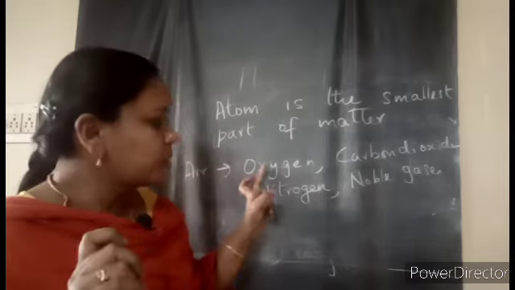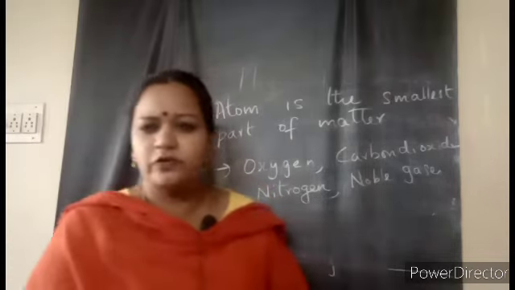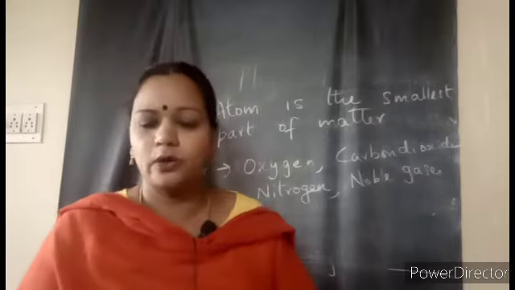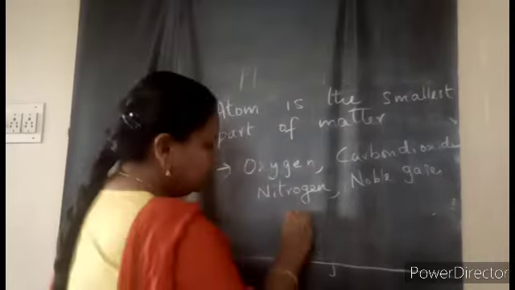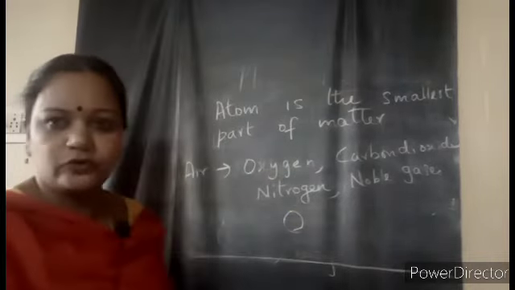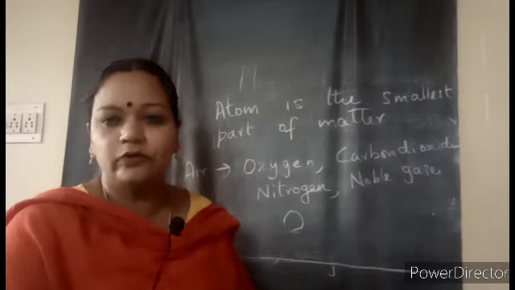Now, how are oxygen and carbon dioxide different, children? Have you ever thought what this oxygen is and what this carbon dioxide is? See, oxygen, how will you write? You all know oxygen. Without knowing, you might have written O for oxygen. What is this? This is the symbol for oxygen.